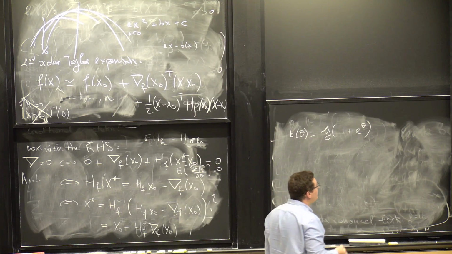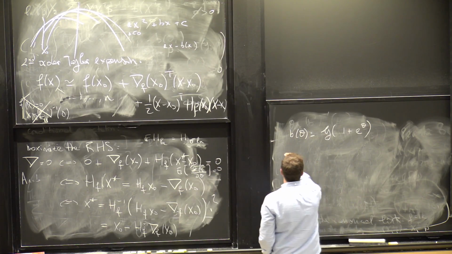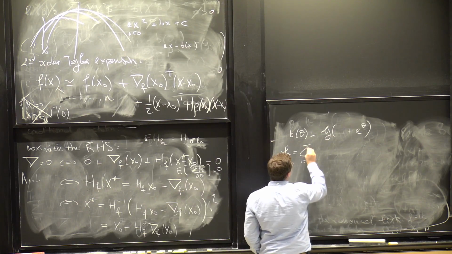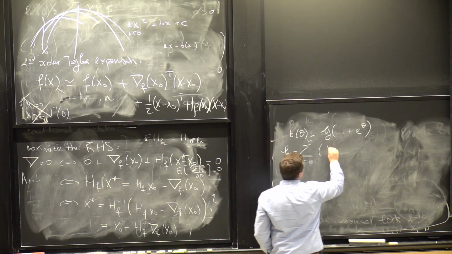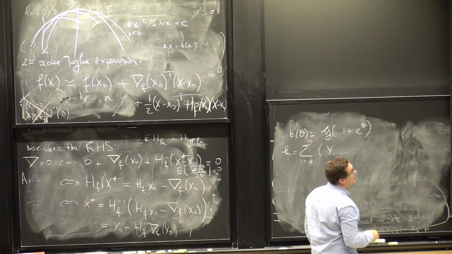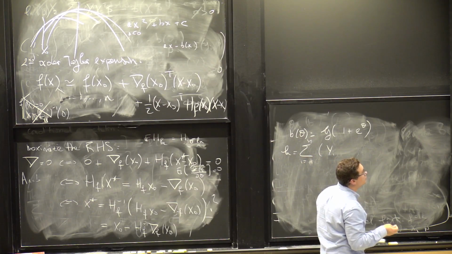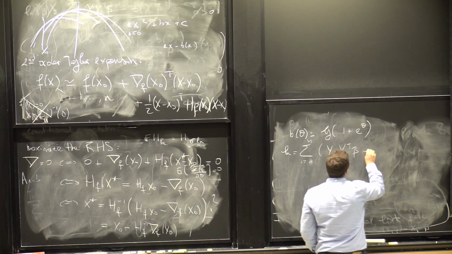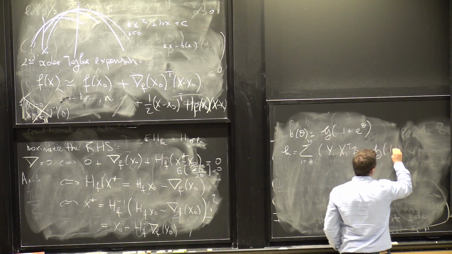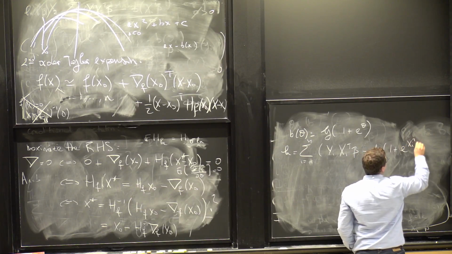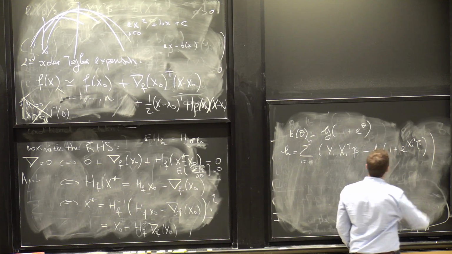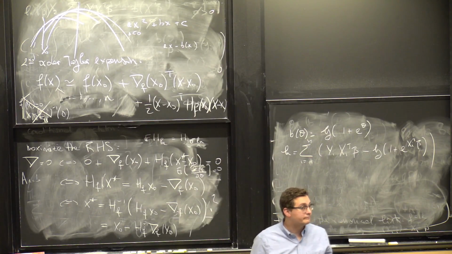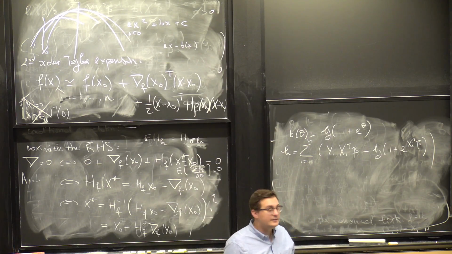OK? And so when I look at my log likelihood, it's going to look like the sum from i equal 1 to n of yi. OK, so here I'm going to actually use the canonical link. So it's going to be xi transpose beta minus log 1 plus exponential xi transpose beta. And phi for this guy is equal to 1. Is it clear for everyone what I did?